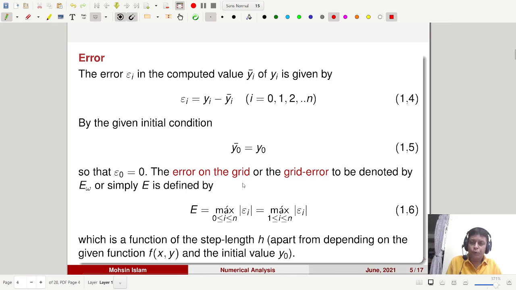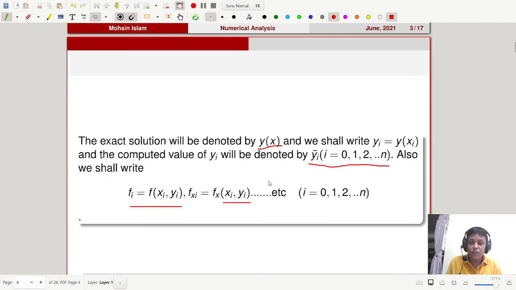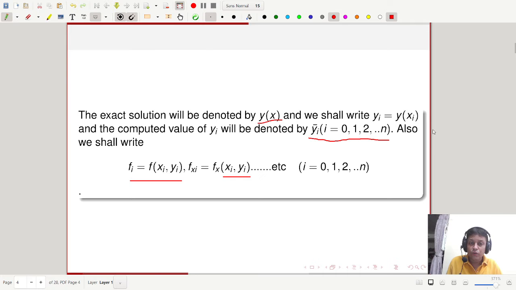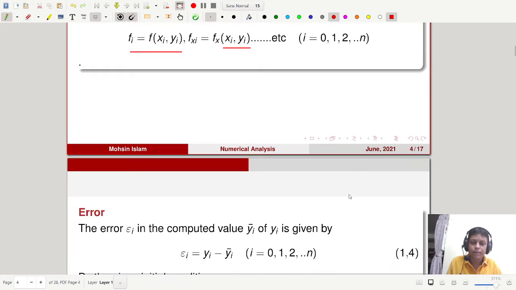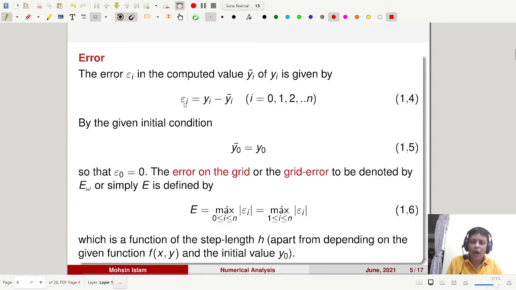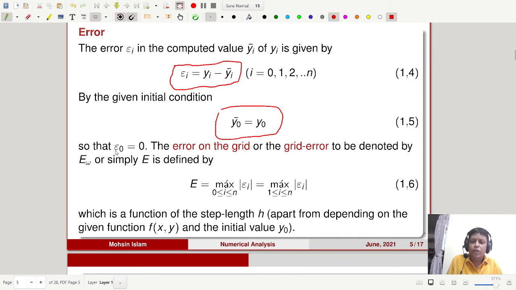Now, what is the error in computation? The error epsilon i in the computed value yi bar of yi. Actually, yi is the exact value and the computed value is denoted by yi bar. Now epsilon i is given by yi minus yi bar, that is the exact value minus the computed value. By the given initial condition, this 1.5, epsilon 0 is 0.